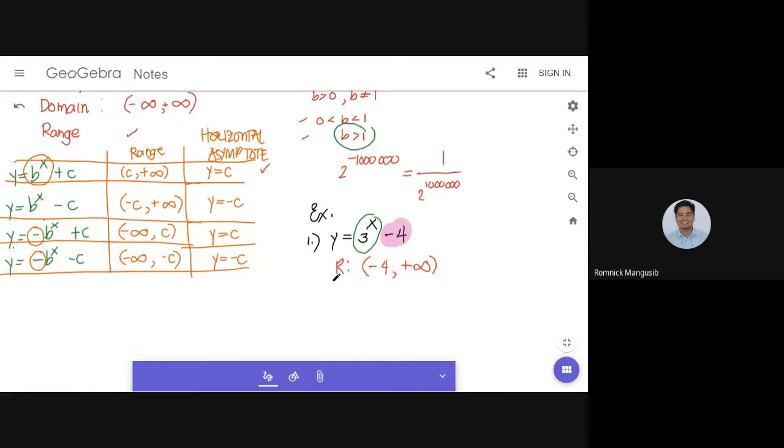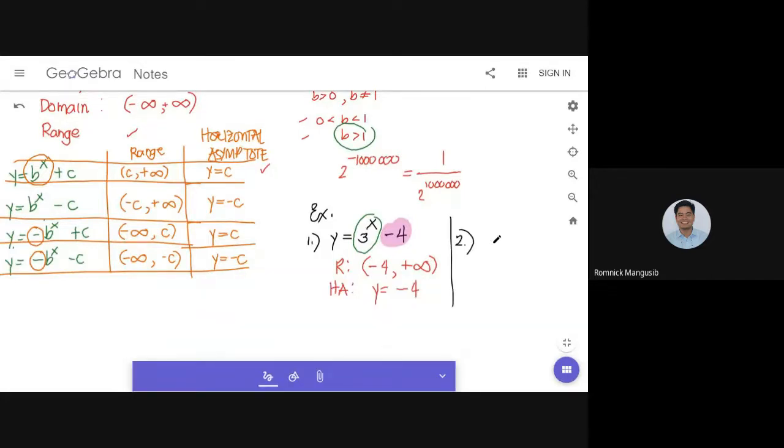Unang rule. Sa horizontal asymptote naman, kunin mo yung constant negative 4, equate mo sa y. So y is equal to negative 4. Okay? So ganun natin nakuha ang horizontal asymptote and the range. Okay? And what about if pabaliktad naman?